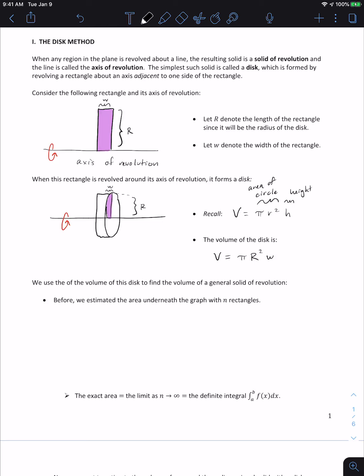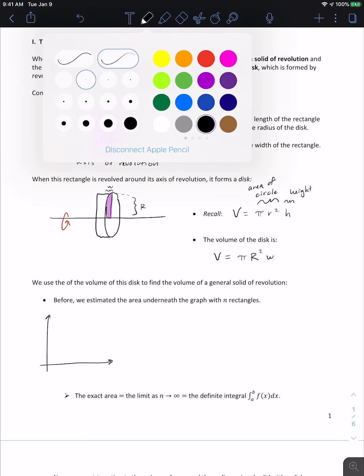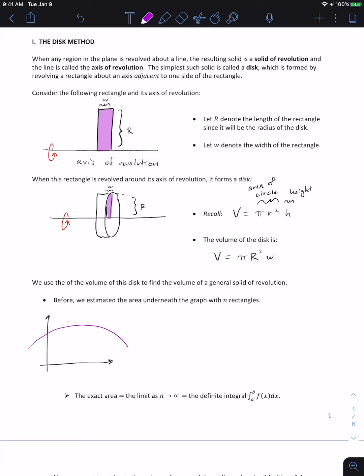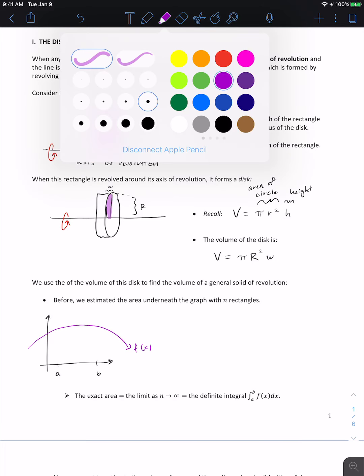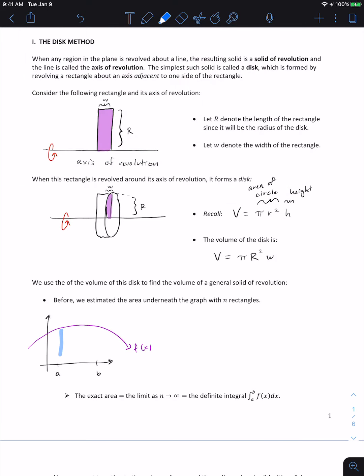Before we jump into that, let's think back to what we did to use the integral to find the area. In general, say we had this graph here. We'll call it f of x, and say we wanted to find the area from a to b. So let's go ahead and fill in that area, blue this time. Say we wanted to find this area here.